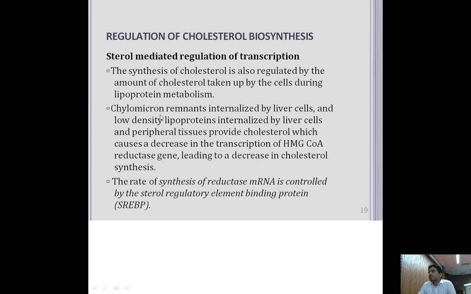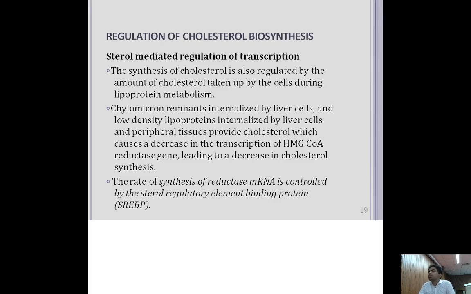So the chylomicron remnant is internalized. Chylomicron is a type of lipoprotein we'll see. For now, just know that the remnant of the chylomicron is taken up by liver cells, and low density lipoprotein is internalized by liver cells and also by peripheral tissue. These provide cholesterol to the cells, either in the liver or in the peripheral tissue.